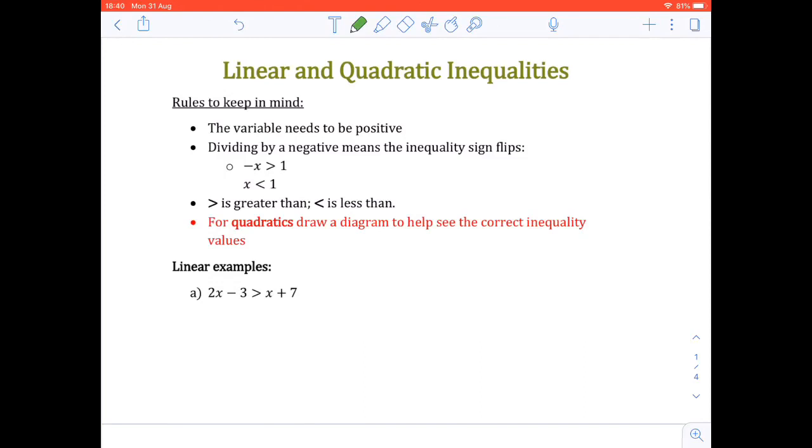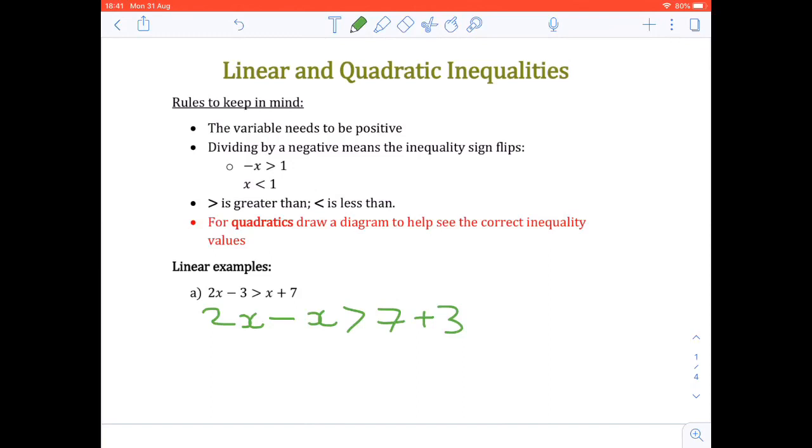The first one is 2x minus 3 is greater than x plus 7. Like an equation, we want to get all the x's, or all the variables, to one side, and all the numbers to the other side. So 2x, let's bring that x over: 2x minus x is greater than, and let's take that 3 over, 7 plus 3. And just like in equations, if you're taking it across the inequality sign, it changes sign. You treat them pretty similar to equations.